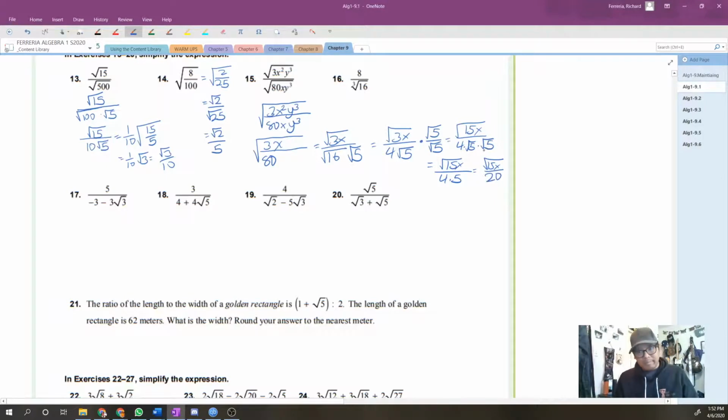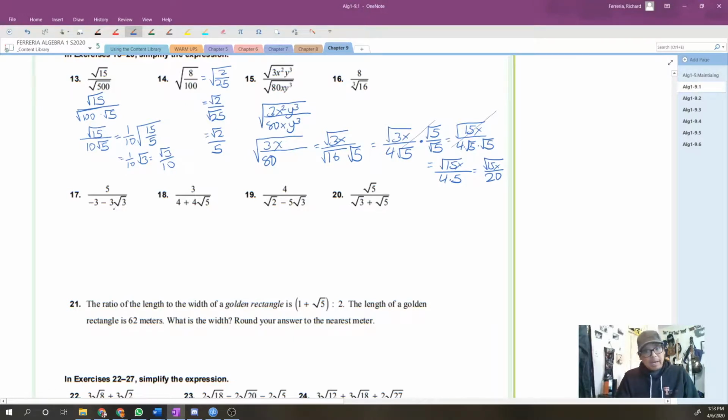20. Now that was a long way, and I probably would have simplified a couple of the steps out. I probably didn't need to show this step or maybe even this step. But as you're beginning, you do need to show all of that work. Let's talk about that conjugate for number 17.